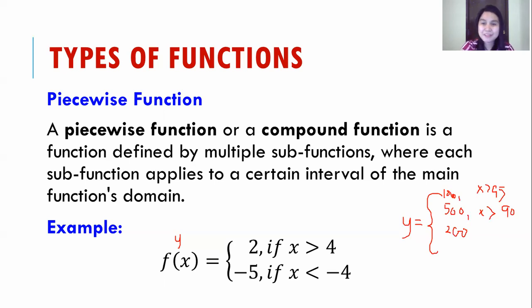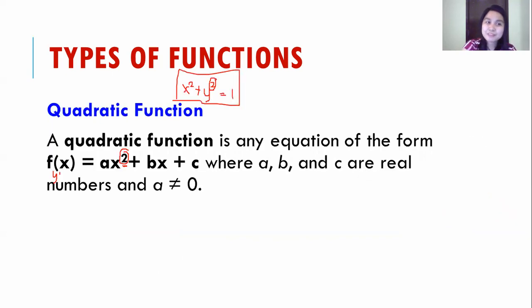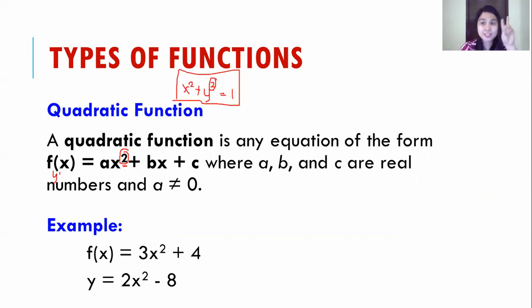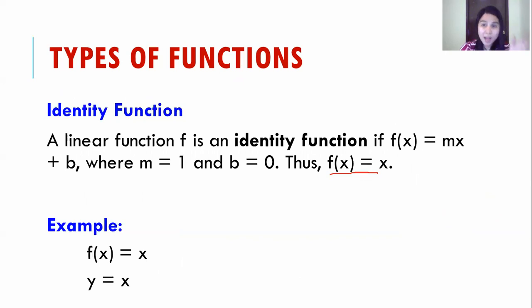Let's have a very brief review. Again, the types of functions. The first is linear. The exponent is 1. Quadratic, the degree is 2. Constant, no x, just a constant term. Identity, y is equal to x.